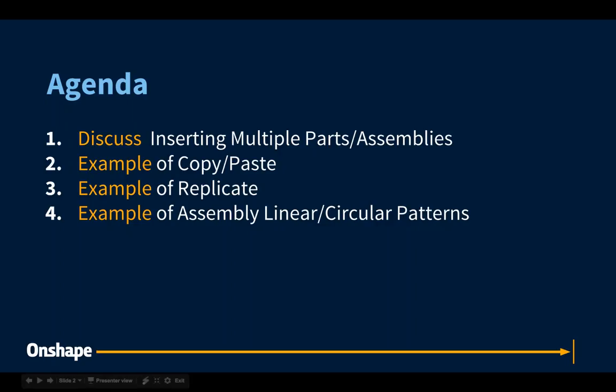On top of that, we also have the typical linear and circular patterns. These are actually recently announced, so if you haven't used Onshape in a while, we now have the ability to do both linear and circular patterns of parts and subassemblies at the assembly level in Onshape. So I'm going to go over an example of both of these as well, but these are really the 4 primary methods that we have for replicating or inserting multiple parts or assemblies into your assembly. So let's jump into things.